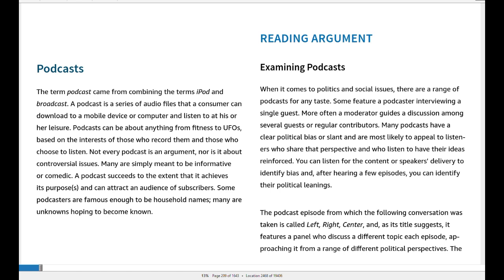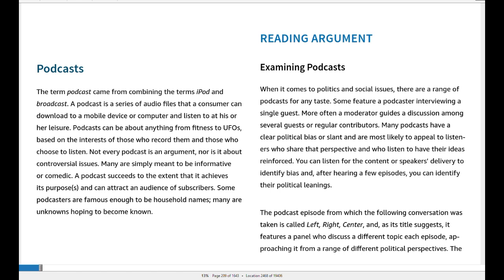Reading argument. Examining podcasts. When it comes to politics and social issues, there are a range of podcasts for any taste. Some feature a podcaster interviewing a single guest. More often, a moderator guides a discussion among several guests or regular contributors. Many podcasts have a clear political bias or slant and are most likely to appeal to listeners who share that perspective and who listen to have their ideas reinforced.